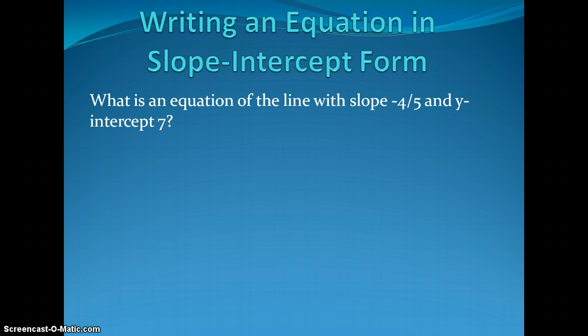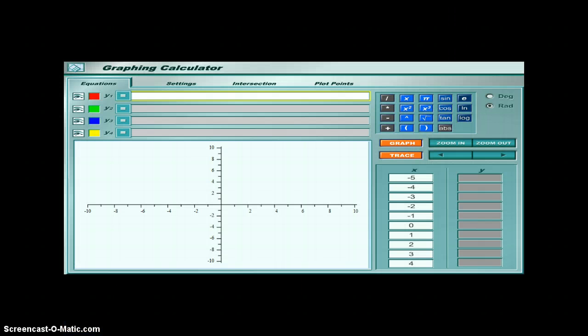In this first question, it states, what is an equation of the line with slope of -4/5 and a y-intercept of 7? Well, we know that slope represents our letter m in slope-intercept form. The y-intercept is represented by the letter b. All that you need to do is substitute in -4/5 for m and 7 for b to have a completed equation for the line of y equals -4/5 x plus 7. We will now graph y equals -4/5 x plus 7.